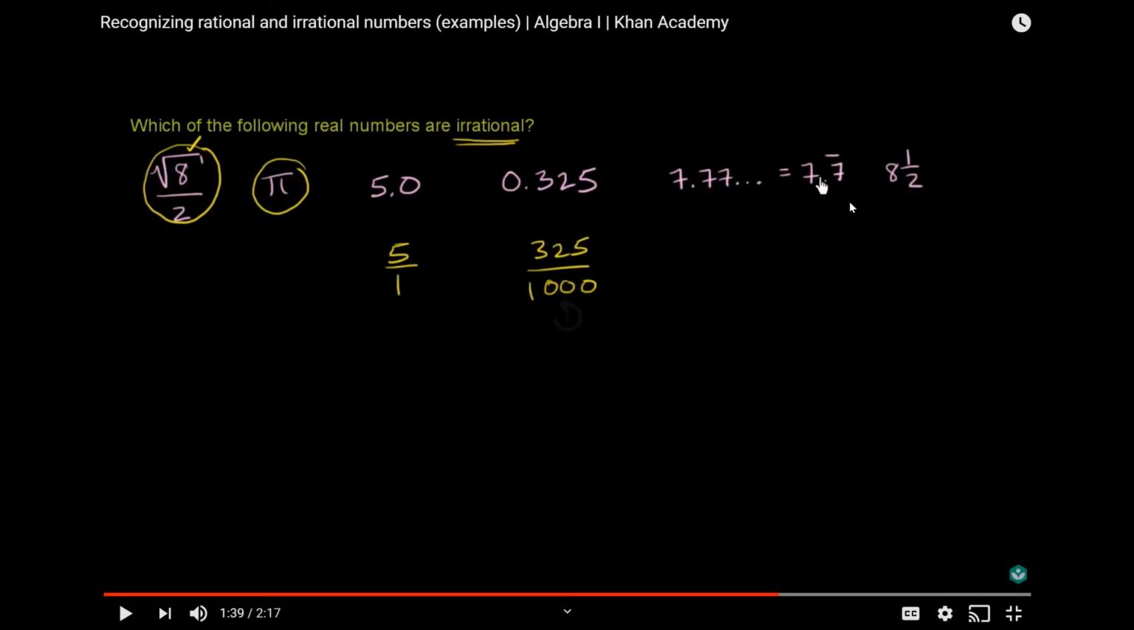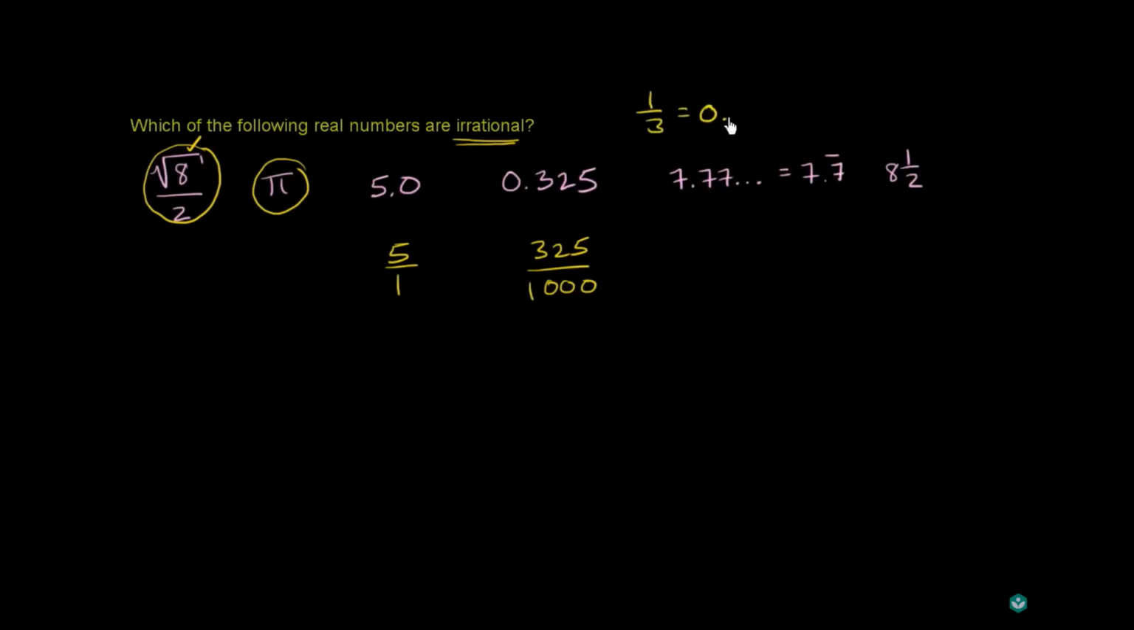Let's do this again. As a ratio of 2 integers, just as 1/3 is equal to 0.333, on and on and on, or I could say 3 repeating. We can also do the same thing for that. I won't do it here, but this is rational, so it's not irrational.